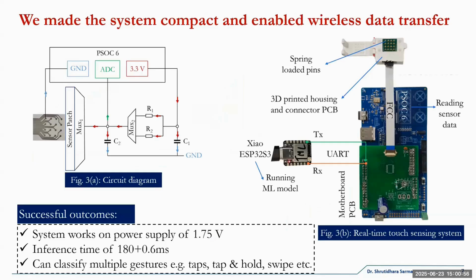This is the microcontroller we are using to read the output of the sensor, and this is the ESP32 we are including because we are also integrating ML into this work. So the entire system basically works on 1.75 volts, and the entire inference time, inference means just from the point of touch to reading what kind of touch it is, and then to controlling the device, takes only 180.6 milliseconds.